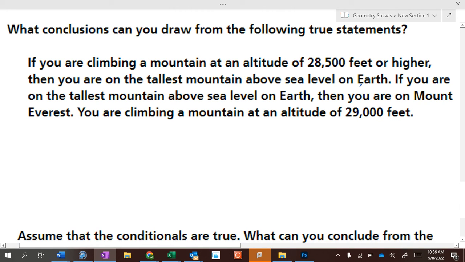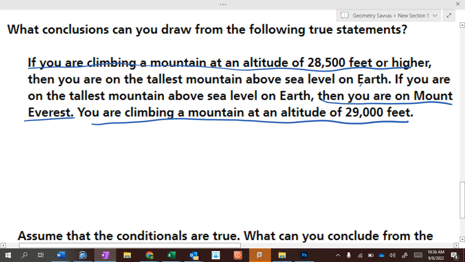The law of syllogism is this. If you're on a really high mountain, then you're on the tallest mountain. If you're on the tallest mountain, then you're on Mount Everest. So the law of syllogism says if you're climbing a mountain higher than 28,500, then you're on Mount Everest. Now you use the law of detachment to figure out where you're at. If you're climbing a mountain at an altitude of 29,000 feet, you must be on Mount Everest.